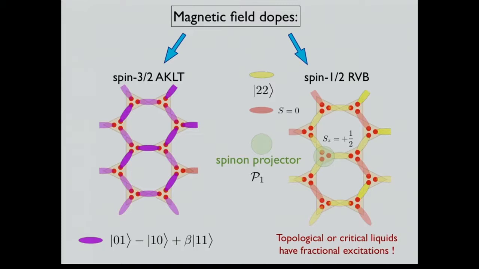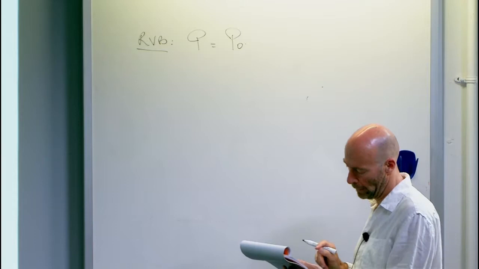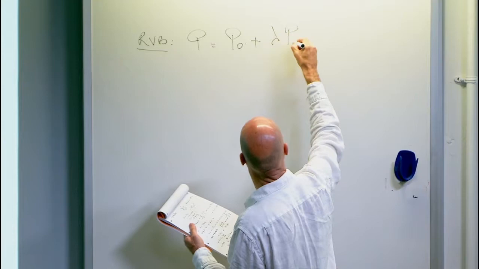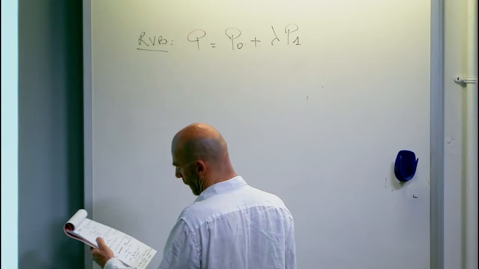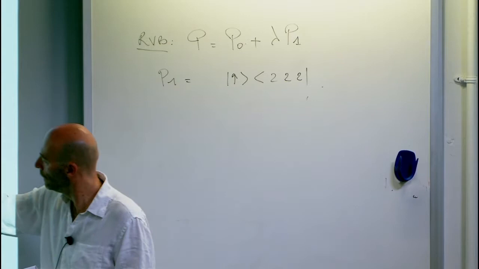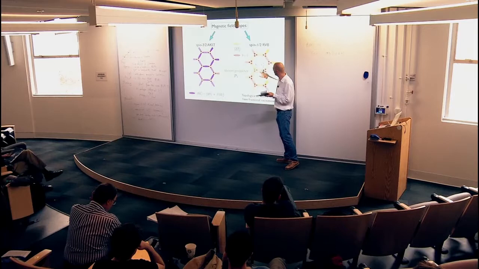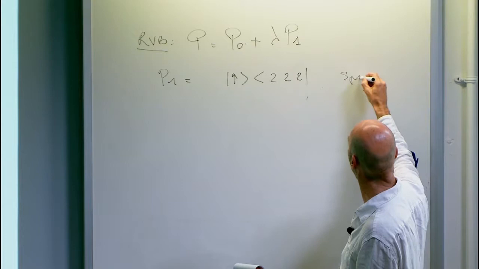So for the RVB, what I do is I basically take the usual RVB projector for zero magnetic field, and I add a new piece, lambda P1. That corresponds to adding new tensor elements on the site. And this P1 is basically equal to this projection. It starts with 3 ancillas, which are in the 2 states, which means there's no dimers on the bonds, and then project it on a spin 1/2, which is in the direction of the magnetic field. So that's exactly a spin-on. That's the crudest thing you can think of to write a spin-on.